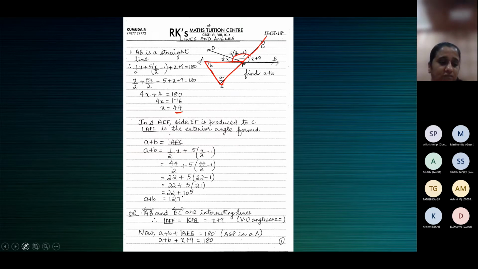See here, let me do it again for you. This is the triangle. AEF is the triangle. In the triangle AEF, we have two interior angles, A and B.